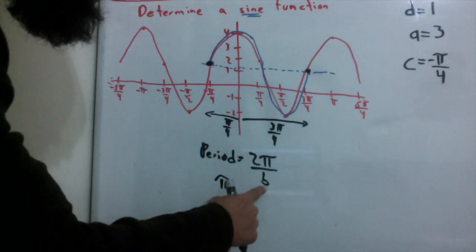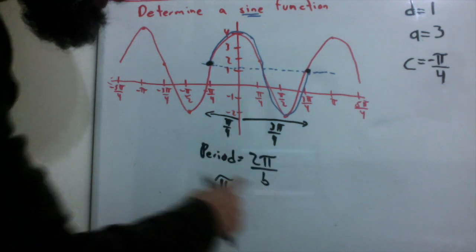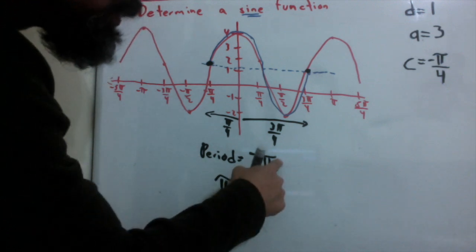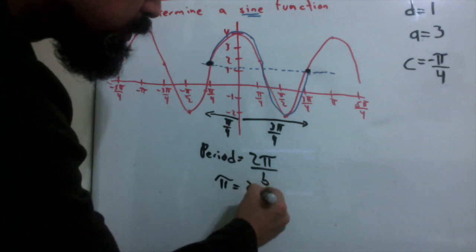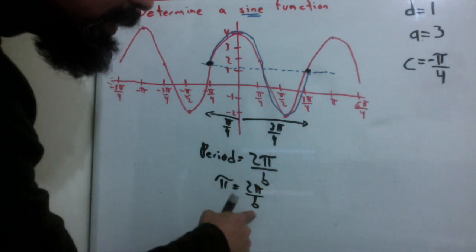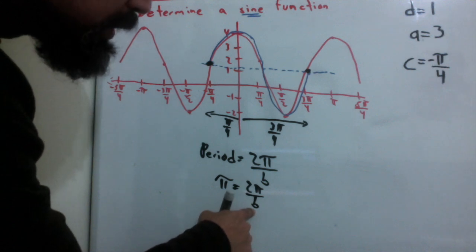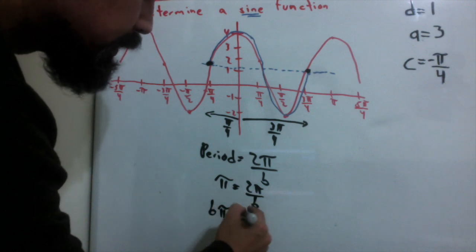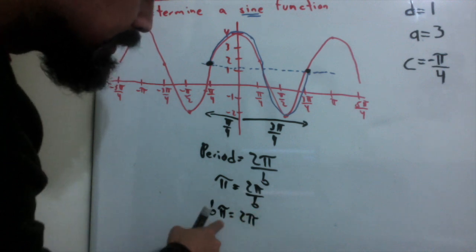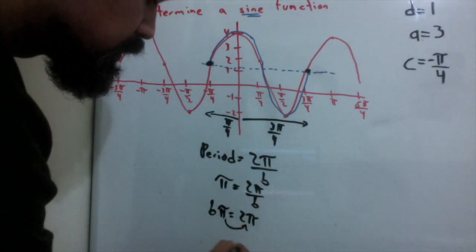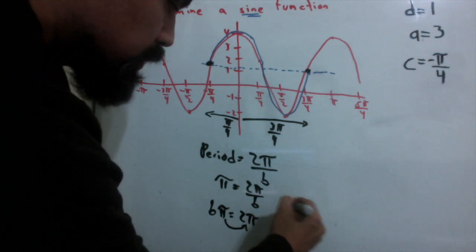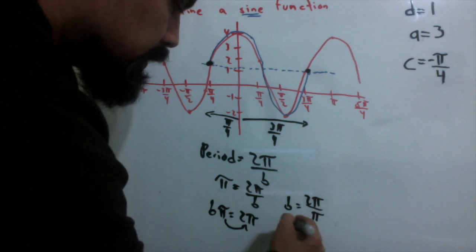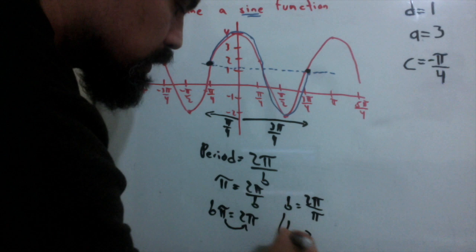So now we have to find the value of the letter B. Remember our period was pi. The formula of the period is 2 pi over B. So pi equals 2 pi over B, and then we're going to solve for B. This B is multiplying, so it goes dividing, and the 2 pi, which is multiplying, goes dividing. So the value of B is 2 pi over pi. So the letter B is equal to 2.